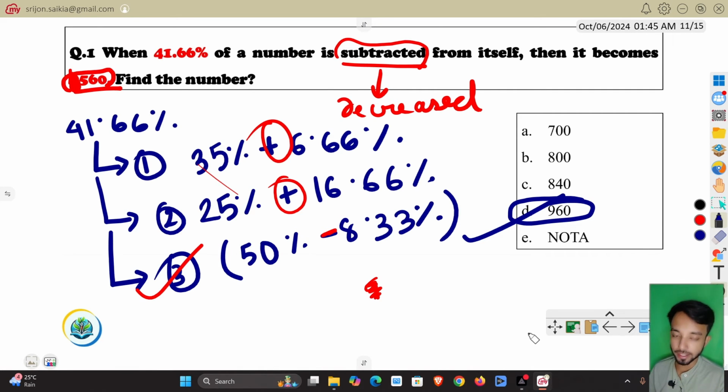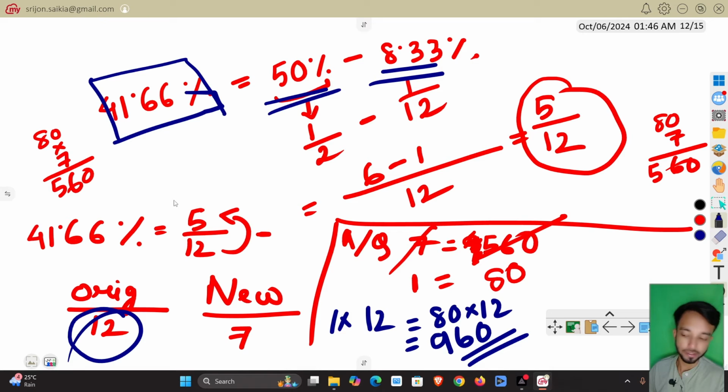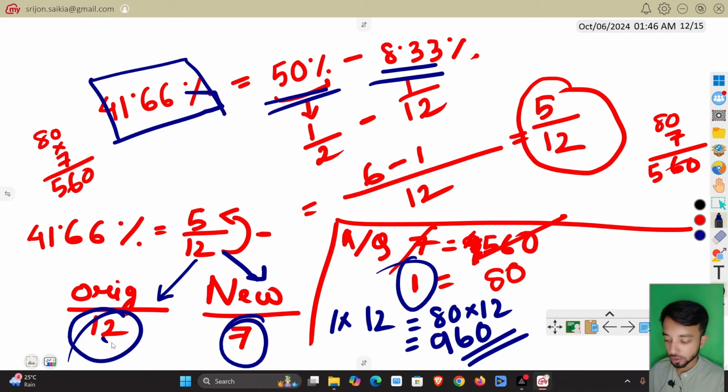I hope it's clear. Initially, we found the value of 41.66%. How? That is 50% minus 8.33%. After getting that, we got 41.66% to be 5 by 12. Since it's decreasing, we subtract 5 from 12. So the original number is 12 and the new number is 12 minus 5, that is 7. According to the question, the value of 7 is 560. From that we found the value of 1 to be 80, but the original number is 12, so we multiply 80 with 12 and got 960.